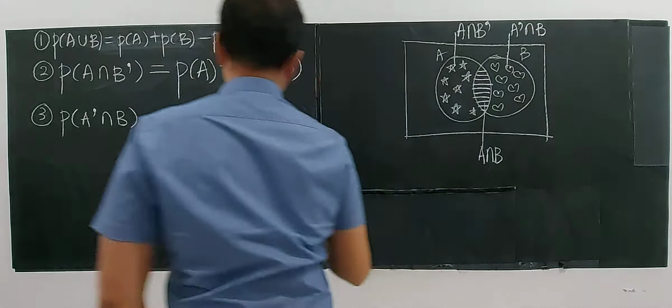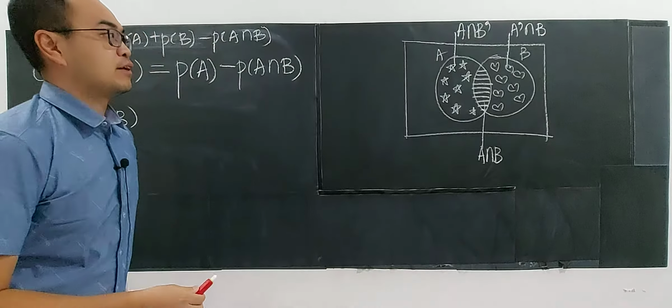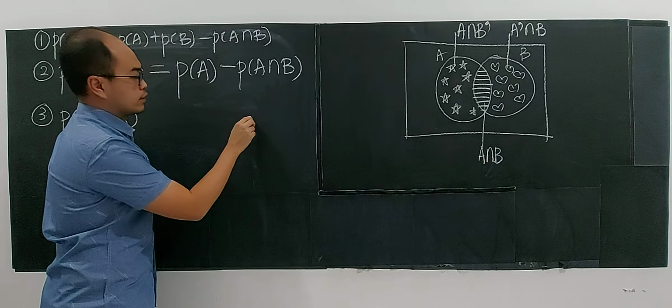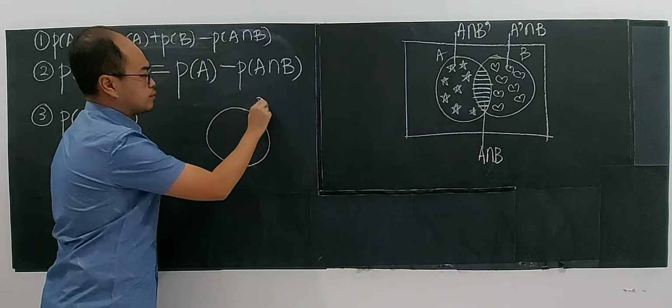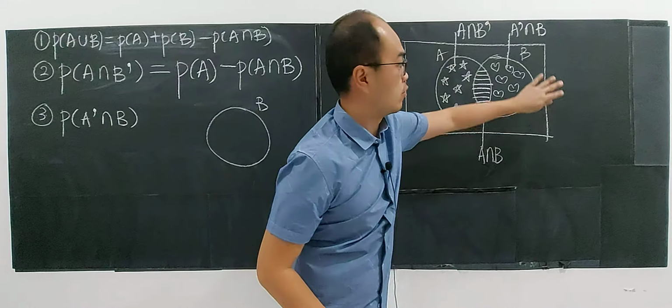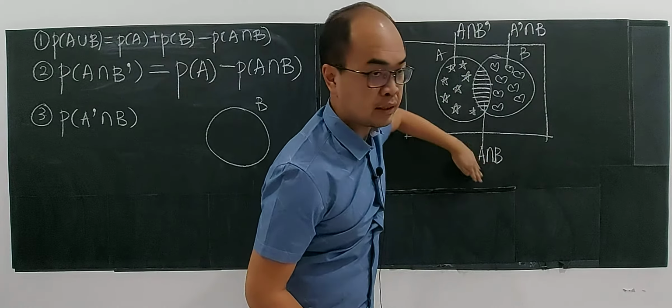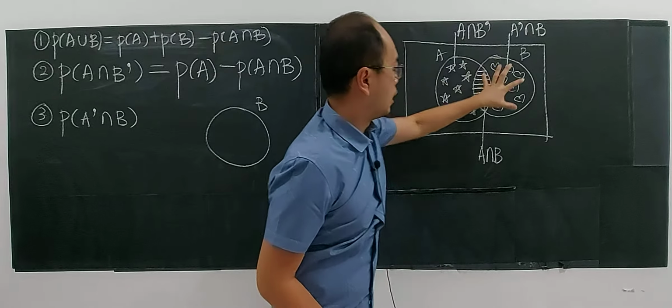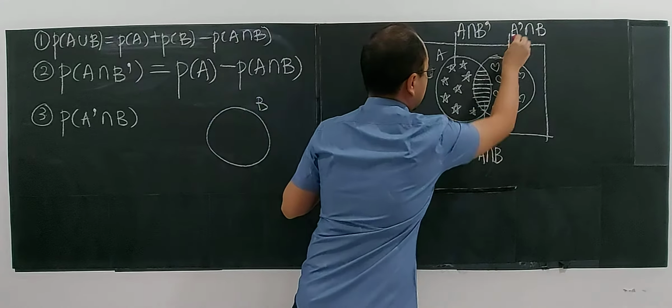Why? You have to go and study why, right? Now, let's say you have a B. This is the event B. So this is A intersecting B. So when you want to know why this is A prime intersecting B, very simple.